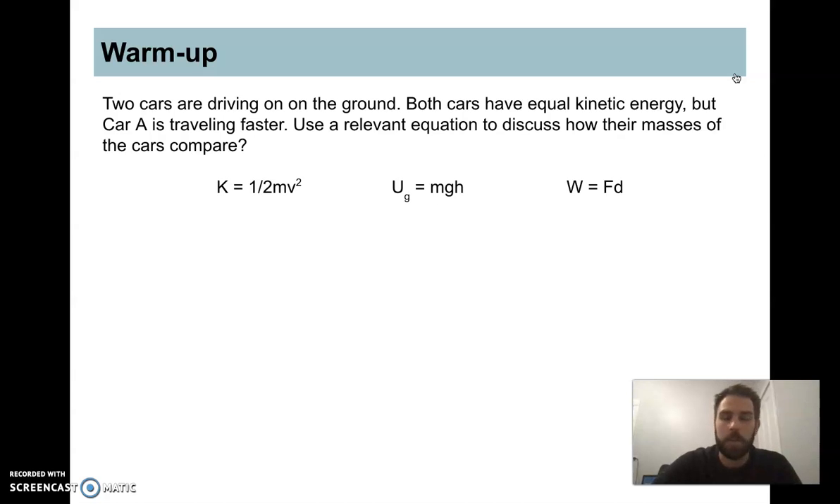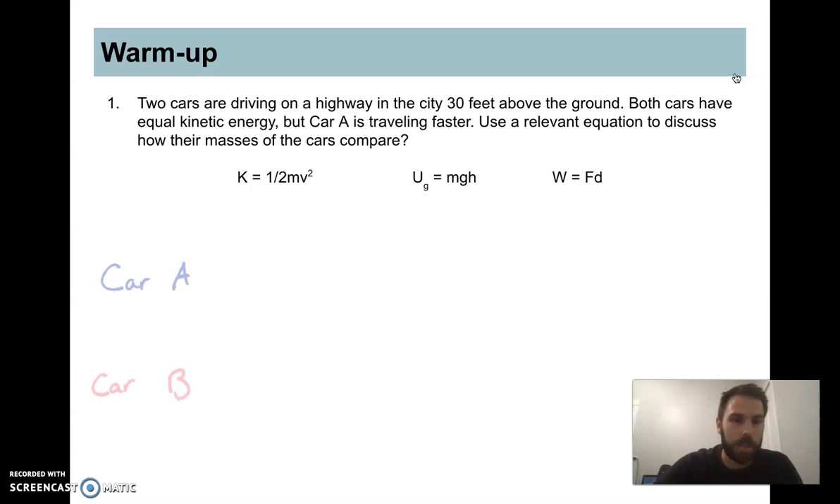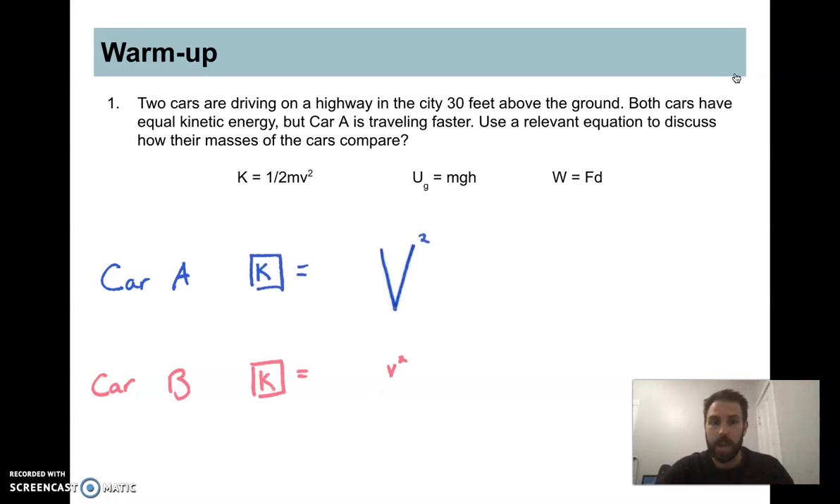All right. So this is just a throwback to our concluding statements from energy. Two cars are driving on the ground. Both cars have equal kinetic energy. Well, you've read the problem, so let's take a look at it. Car A and car B have equal kinetic energy. And car A is traveling faster, so I drew a larger velocity.